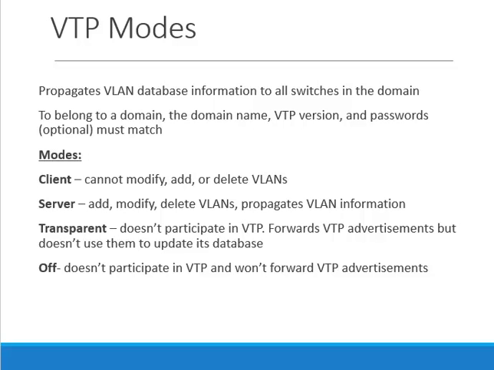And then last, we can be in off mode, which means it doesn't participate in VTP at all. It won't forward the VTP advertisements. You would go into off mode, for example, if you had a link connected to a server. It was a trunk link, which is pretty common. You trunk to your servers, right? But there's no need for that server to get those VTP advertisements because it's a server at the other end. So you go into off mode for that interface, and therefore there's no need for it to participate in VTP or forward those advertisements.